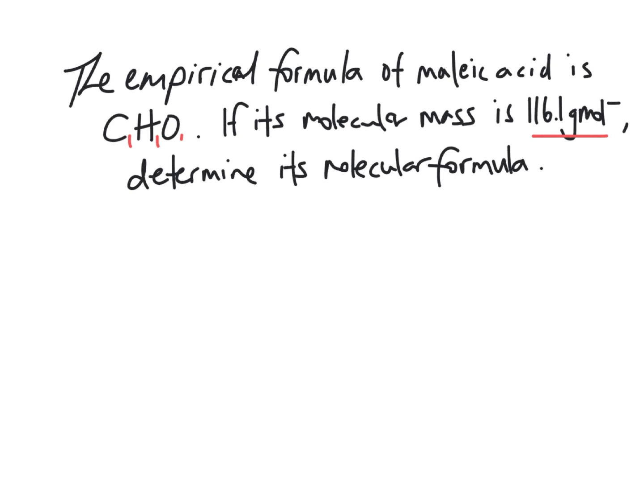So we have to scale this up, right? I guess it could end up being that the empirical formula is the same as the molecular formula, but we're most likely going to have to multiply this by some multiplier. So we're trying to figure out what the multiplier is. How are we going to figure that out?